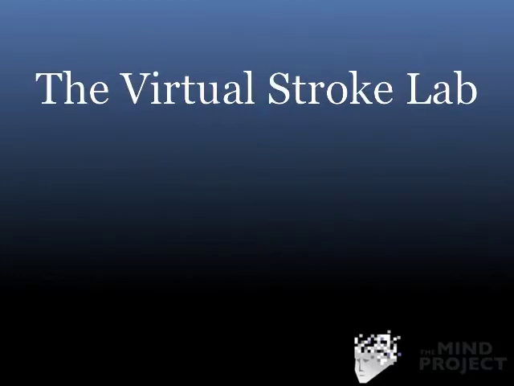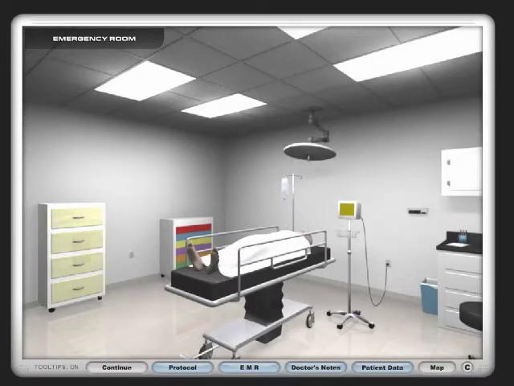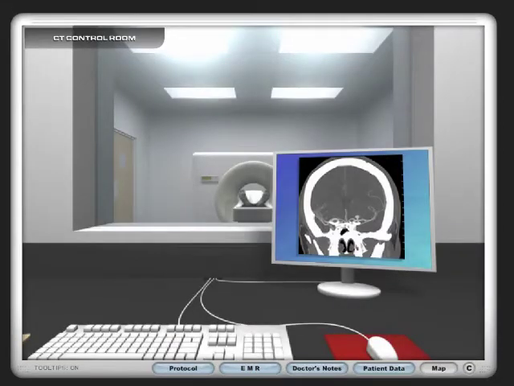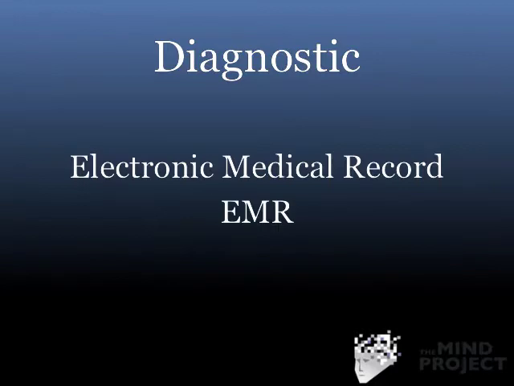The virtual stroke lab is divided into 3 separate sections. The first 2 sections focus on identifying which type of stroke the patient has had, as well as identifying the exact anatomical location within the stroke victim's brain. This is referred to as the diagnostic portion of the lab. Oftentimes, several tests are needed. Be sure to read the electronic medical record, or the EMR, as you make these very important decisions.